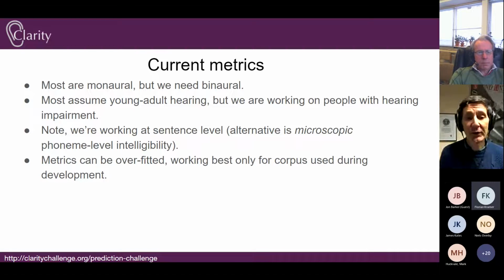Many of them assume that we have people who are young adults, so have what is quote-unquote normal hearing, but we're dealing with hearing aids, we're dealing with hearing impairment, so they won't work very well for us. And finally, what we also find is that these metrics can quite often be overfitted. They've been developed around a set of listening test experiments, but then when you get them to work with a different set of sentences, different noise conditions, they don't work so well because they've been overfitted to the one case where the data exists. So those are some of the problems we're dealing with in these metrics that we need to improve on.